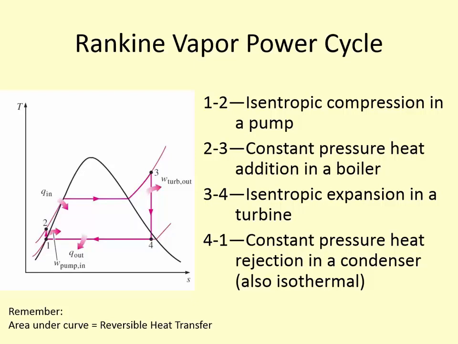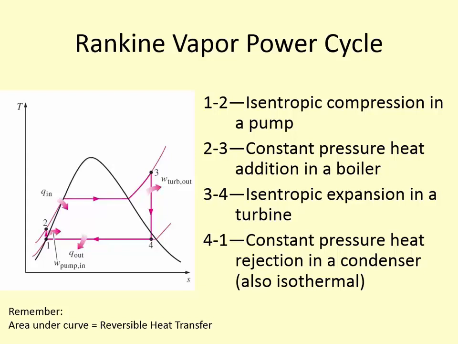State 2 to 3 is a constant pressure heat addition in the boiler. So previously in the Carnot cycle, it's constant pressure and constant temperature. This is just constant pressure, and the temperature changes. So it is constant for a while, then increases further. 3 to 4 is isentropic expansion in a turbine. And 4 to 1 is this heat rejection process in the condenser, which also happens to be isothermal because we're maintaining that line under the dome for the duration of the process. Okay, so 4 to 1 is isobaric and isothermal, but 2 to 3 is just isobaric or constant pressure.